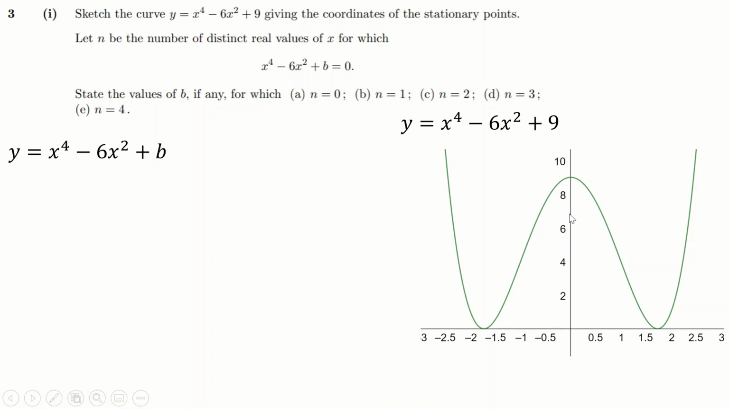It will translate up or down. Like, if I change that to an 8, sure, the y-intercept will be 8, but it won't squash the graph in any way. The entire graph will just move down a bit. And likewise, if this becomes a 10, the entire graph just shifts up a bit.